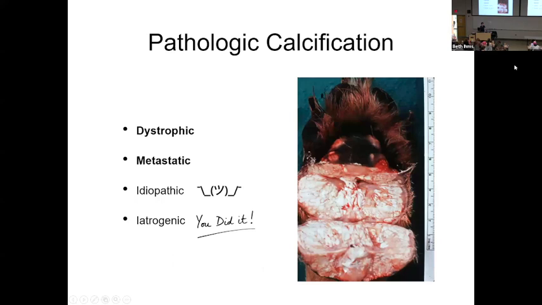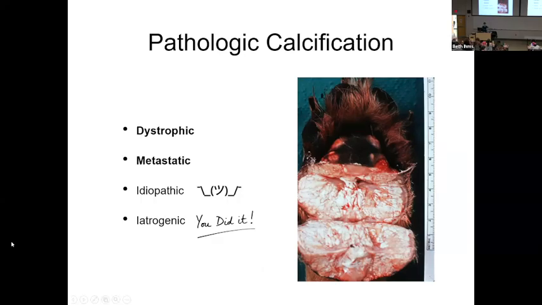Here are the major causes of pathologic calcification in tissues. Again, there's two major and two minor. I really want you guys to focus on these major ones. Remember, iatrogenic means you did it. Oops, you gave too much vitamin D, too much calcium, but the calcium excess.